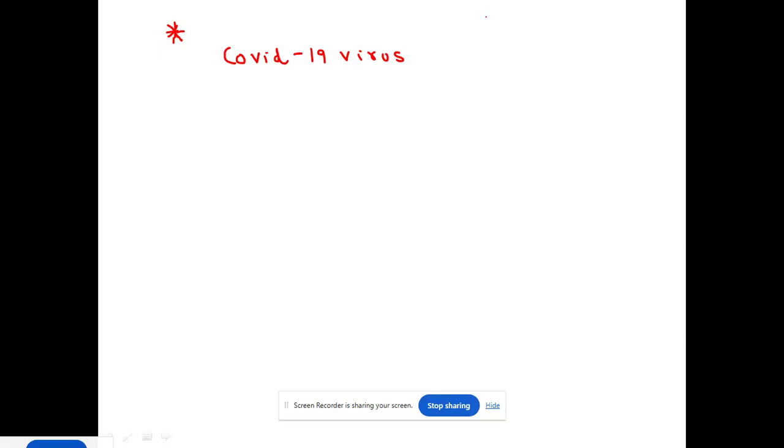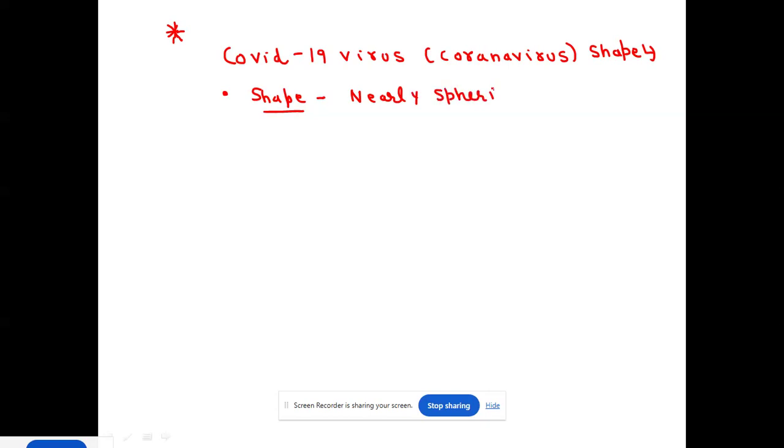So we are going to discuss its shape in detail. Coronavirus shape. The first heading under this topic: what is the shape of this virus? It is nearly spherical in shape, or I can say round in shape. And that thing, your question about the lipid, I am also discussing here in detail, about its envelope.